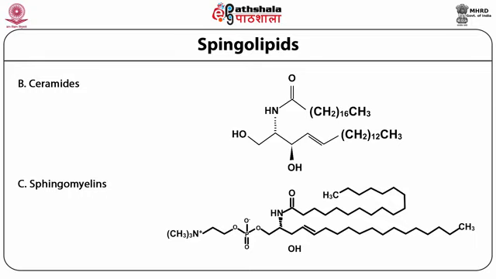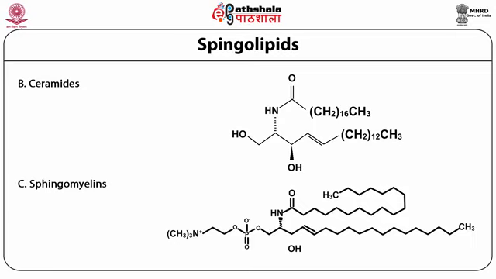Sphingomyelins, for example, are important constituents of brain lipids and are also found in the blood. Plasma membrane of the animal cells contain sphingomyelins. Structurally speaking, as is seen in the slide, sphingomyelins are phosphodiesters of a ceramide and choline.